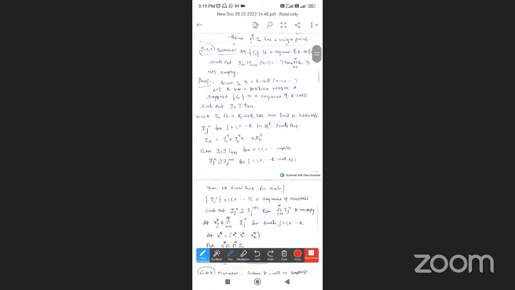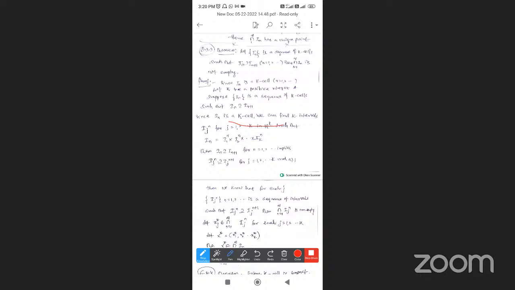Theorem 6.33. Let I_n be a sequence of k-cells such that I_n is a superset of I_{n+1}, n equal to 1, 2, 3 and so on. Then the intersection over n equal to 1 to infinity of I_n is not empty. This is also an important theorem, a short answer. Since I_n is a k-cell, where k is any positive integer.